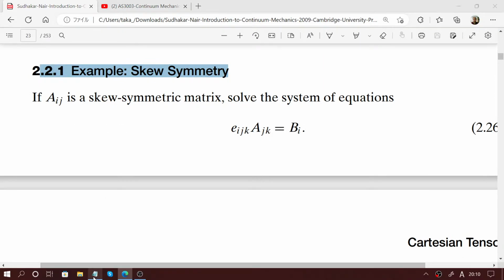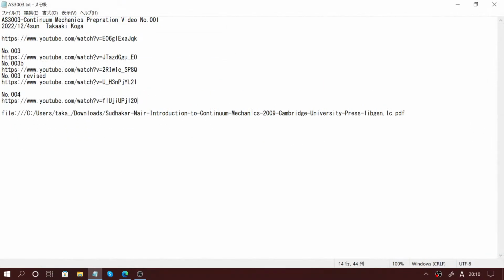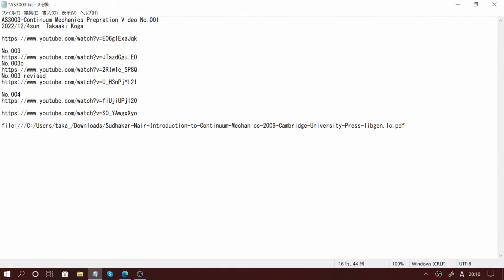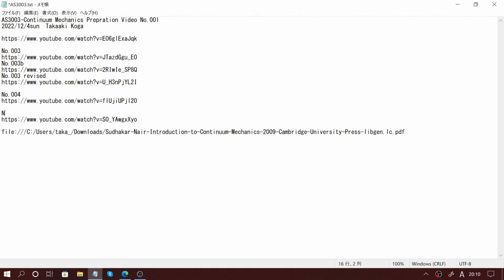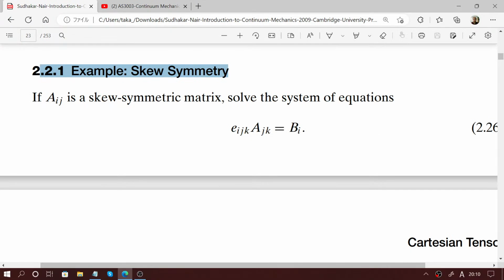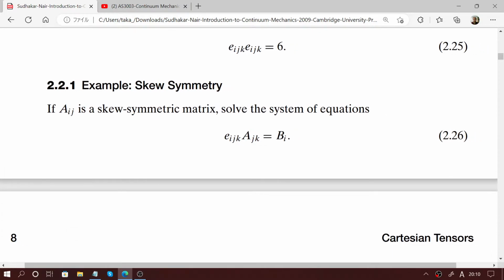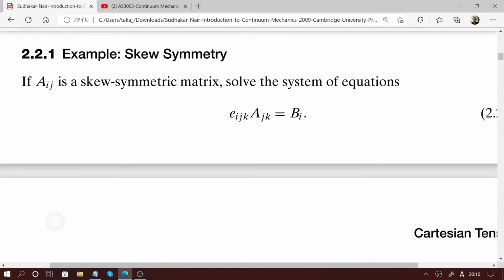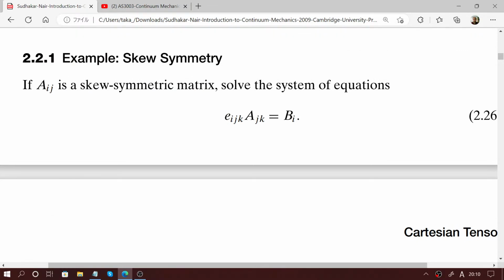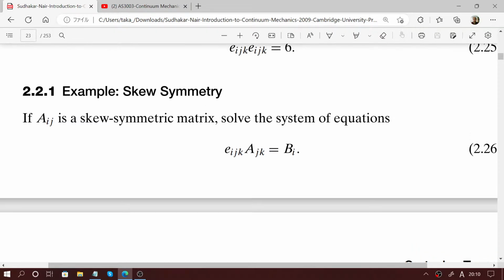Okay, so let's continue. Next topic is number 005. It's a little bit difficult, but I will try to explain as clearly as possible. This is like page 7. There is an example about skew symmetry. If Aij is a skew symmetric matrix, solve the system of equation.